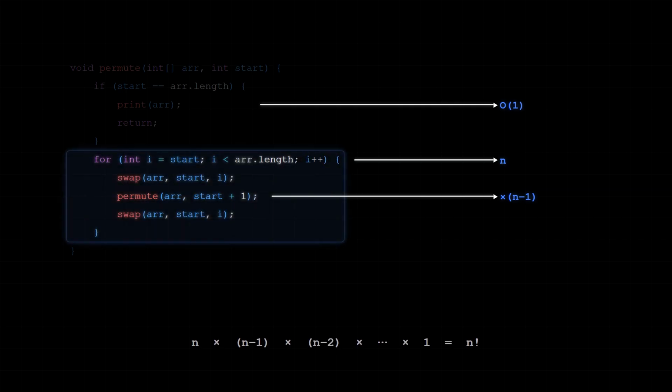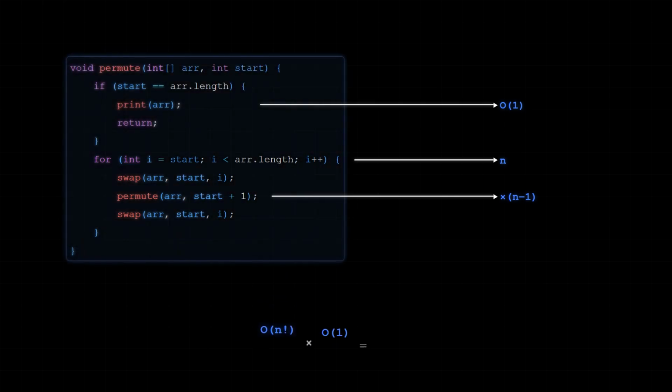Level 2, multiply by n minus 2. Level 3, times n minus 3. This keeps going until the loop runs exactly once. Multiply all levels: n factorial. N factorial leaves each doing O of 1 work. Final complexity: O of n factorial.